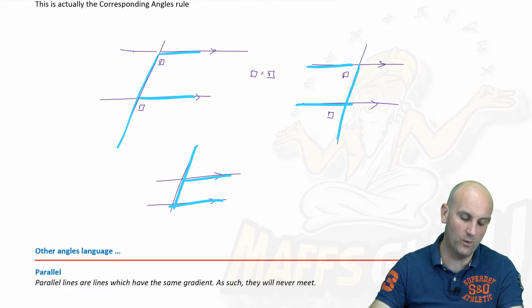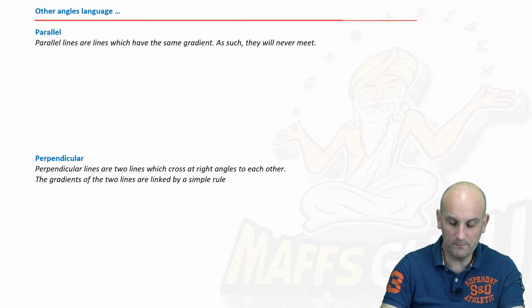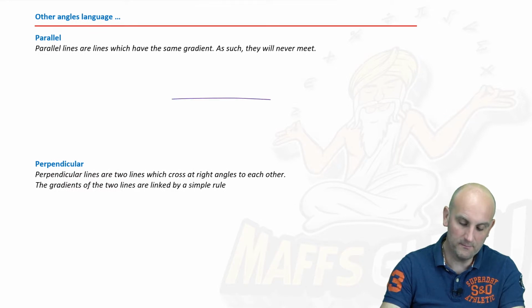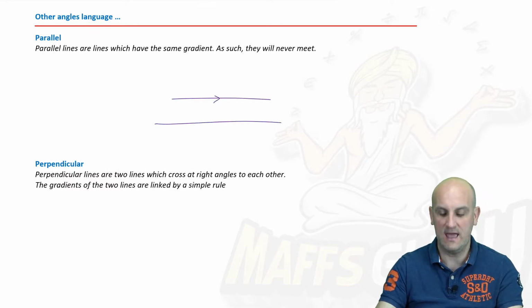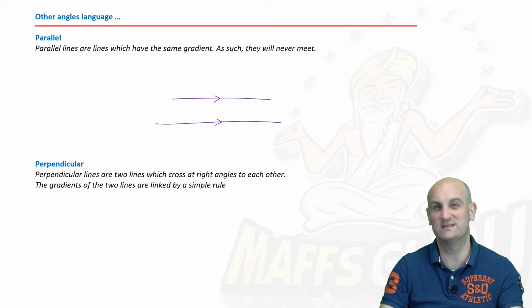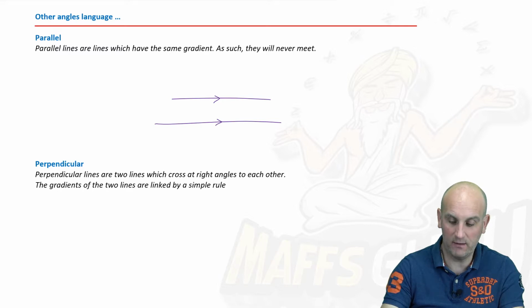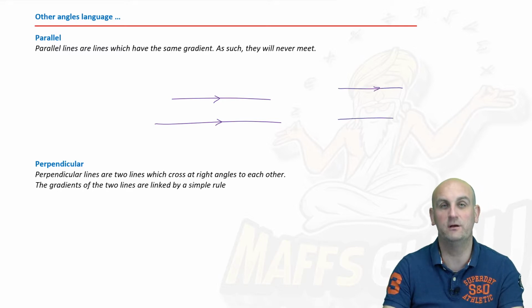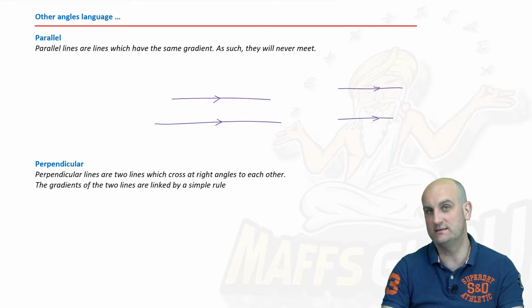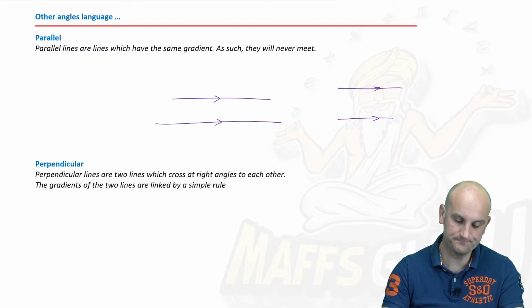All right, so we know what parallel is. We've decided that parallel lines are given by lines that will never ever meet. They have the same gradient, the same level of slopiness. And that's really important. If your diagram does not have parallel lines on it, if it does not have those two arrows, then the chances are it's not parallel.